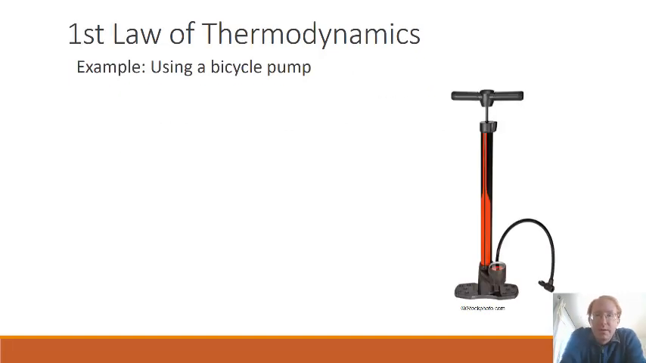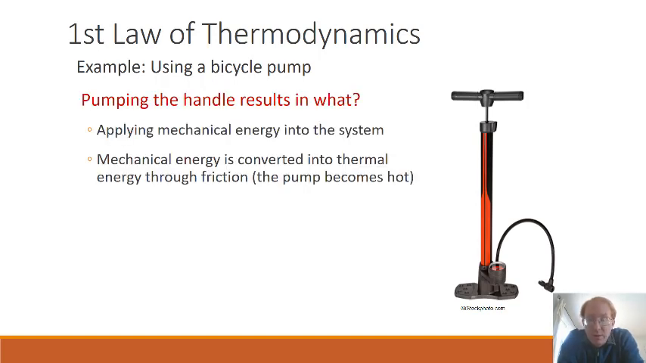So another example of our first law of thermodynamics. If you picture using a bicycle pump handle, you lift this handle up and down, and that pushes air through the hose into the ball or the bicycle tire or whatever that you're filling. As you do this, you're applying mechanical energy. You're physically lifting and pushing the handle up and down, and that's converting that mechanical energy into some thermal energy through friction of the piston moving up and down and the friction of the air molecules traveling through the hose.